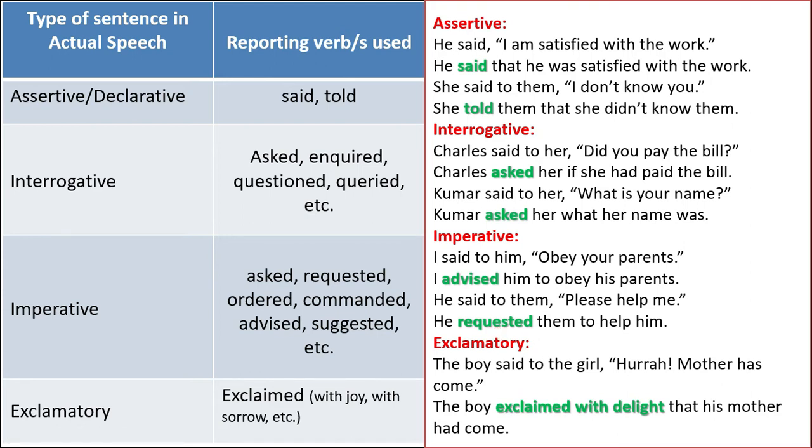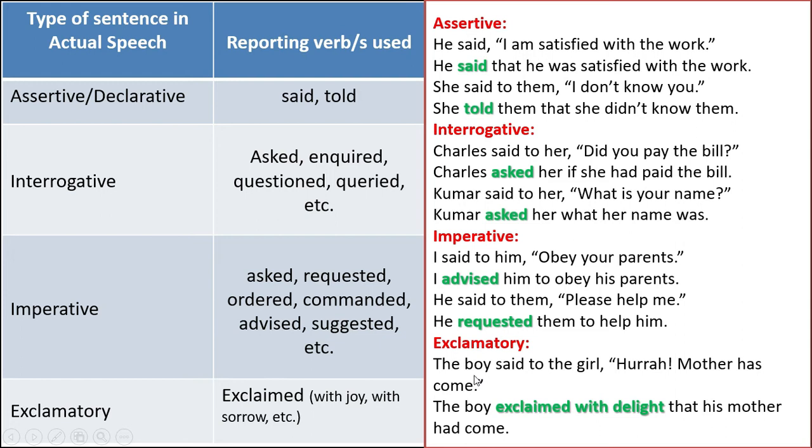Now let's look at exclamatory sentences. With exclamatory sentences, we use the reporting verb exclaimed. The reporting verb said, whatever it is, changes to exclaimed. Sometimes we can add phrases like with joy or joyfully, with sorrow or sorrowfully, with delight or delightfully. Let's look at this example here.